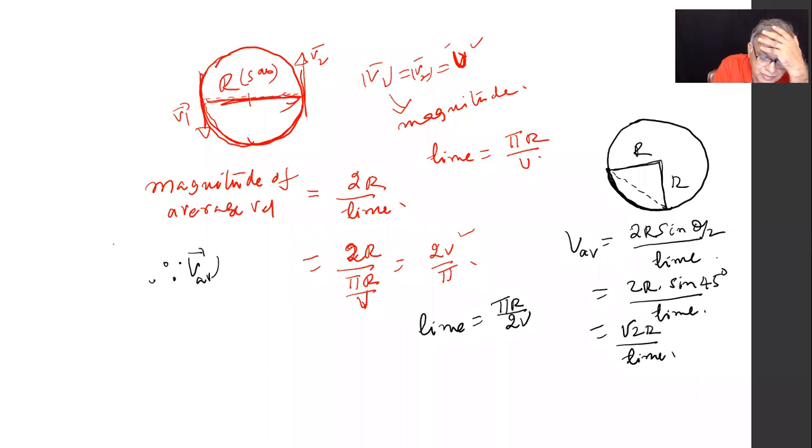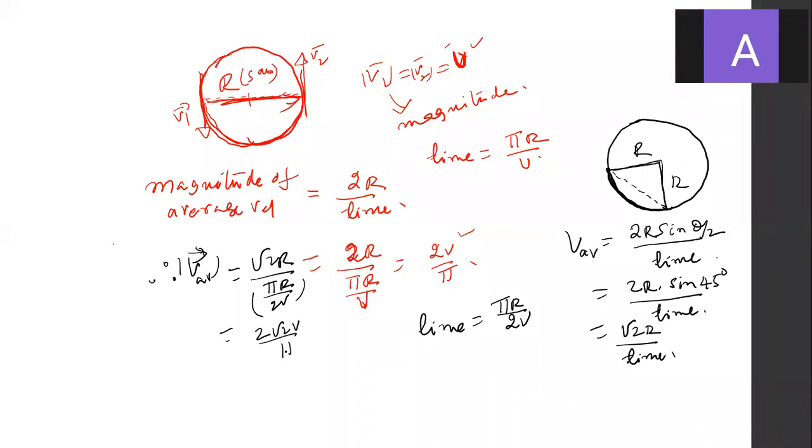Mod of average velocity. That's why I'm putting an arrow sign there. What will I get now? Root 2r by pi r by 2v. So what do I get now? 2 root 2 v by pi. This is the magnitude of average velocity. Don't write it with average, that becomes speed.